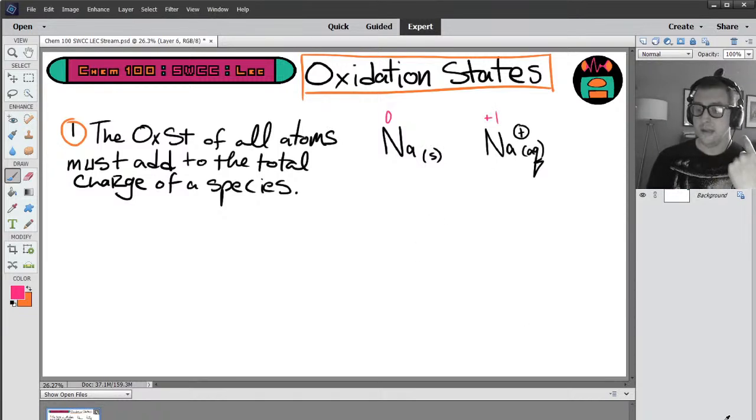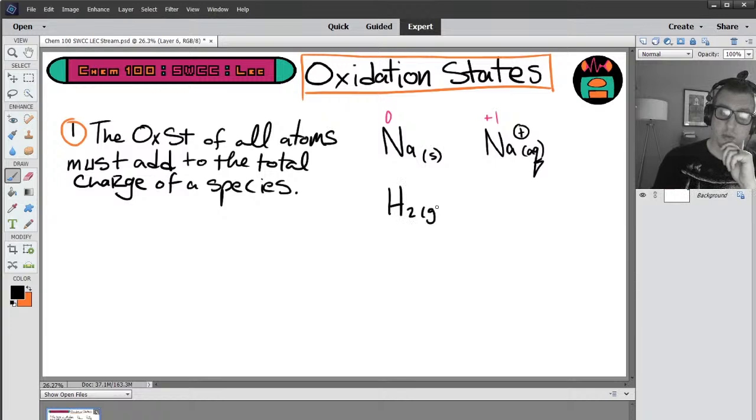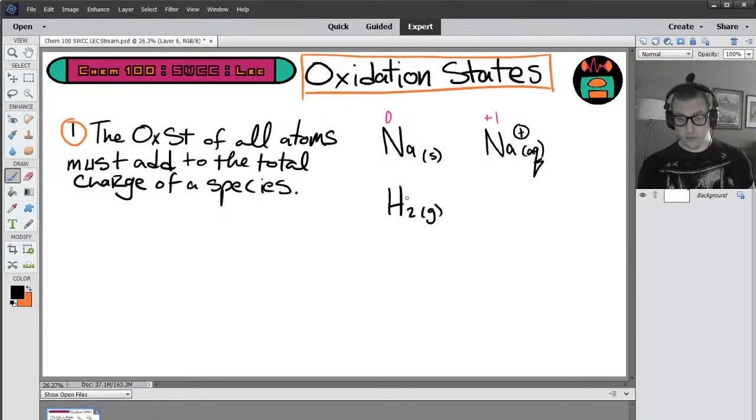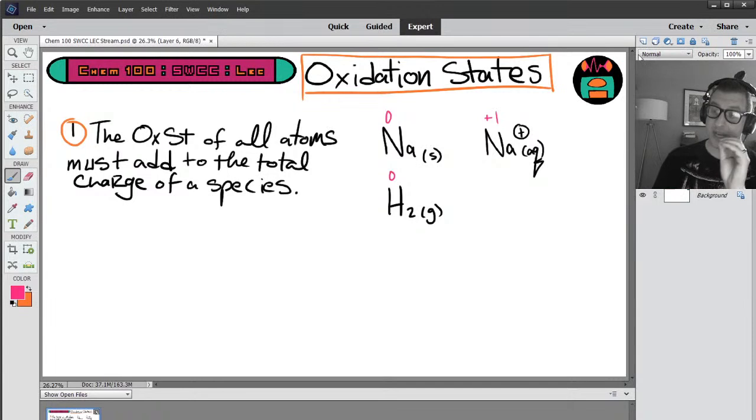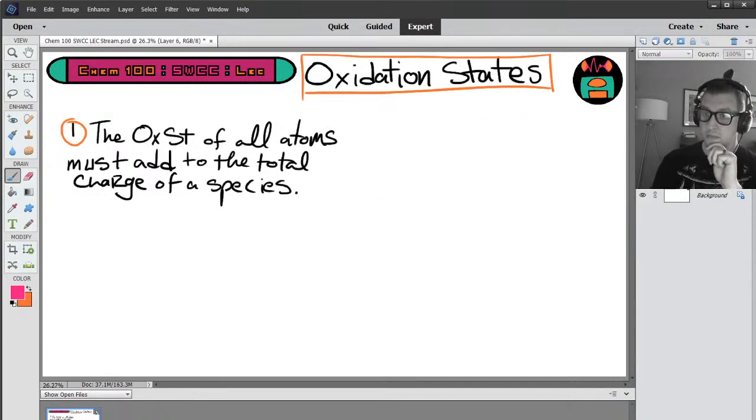All right? If I asked you to determine the oxidation state of hydrogen in a molecule of H2, well, we have a total charge of 0, which means that because we only have hydrogens, the oxidation state of hydrogen must also be 0 in this species. All right, so there's some examples of species that we can determine oxidation states with only the first rule.